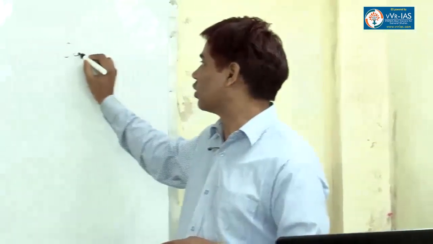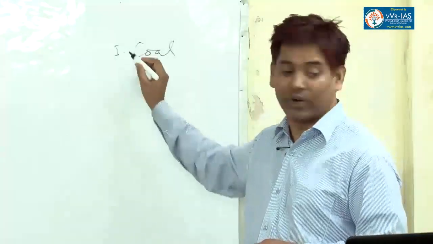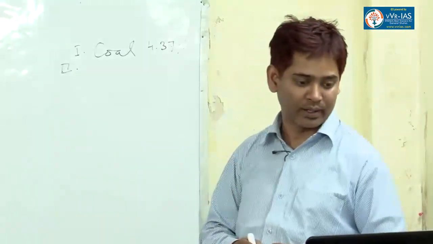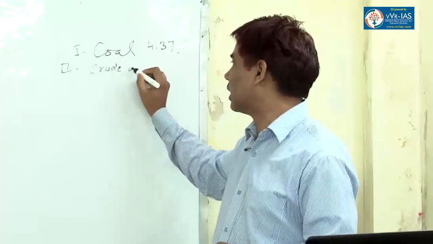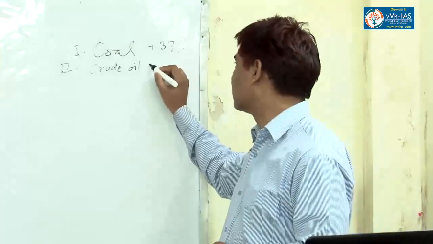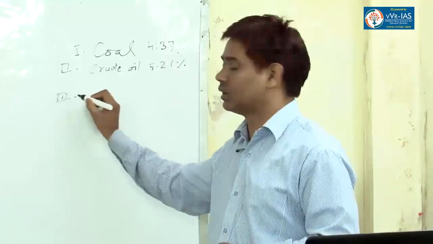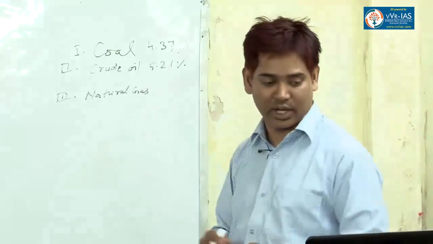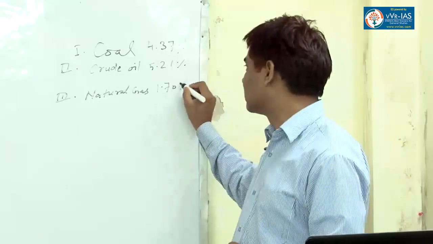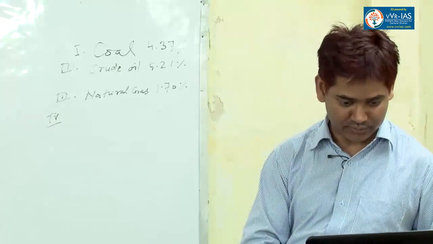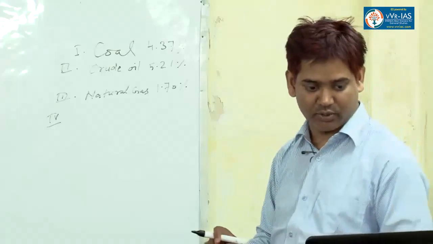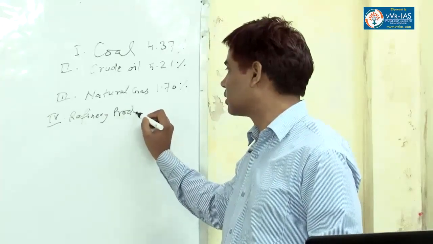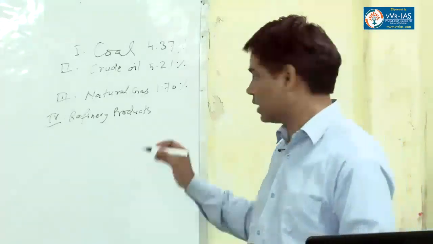Number 1 core industry is coal. The coal is having weightage of 4.37% in IIP. Number 2, that is crude oil. Crude oil has weight of 5.21. Number 3, that is natural gas. Natural gas has weight of 1.70%. After natural gas will come refinery products. Refinery products, they have contribution of 5.93%.